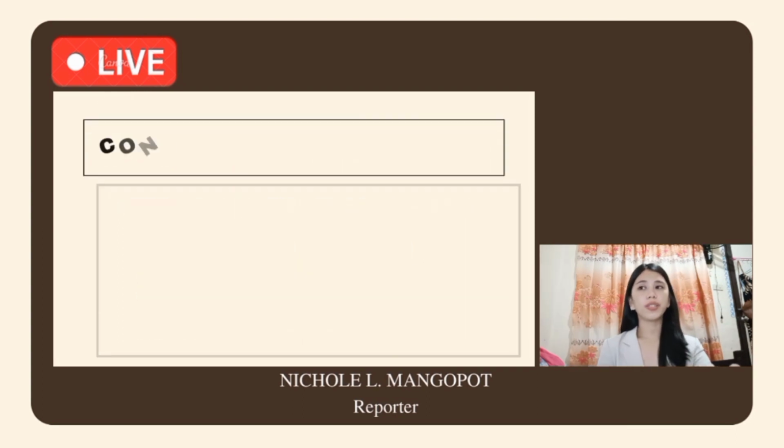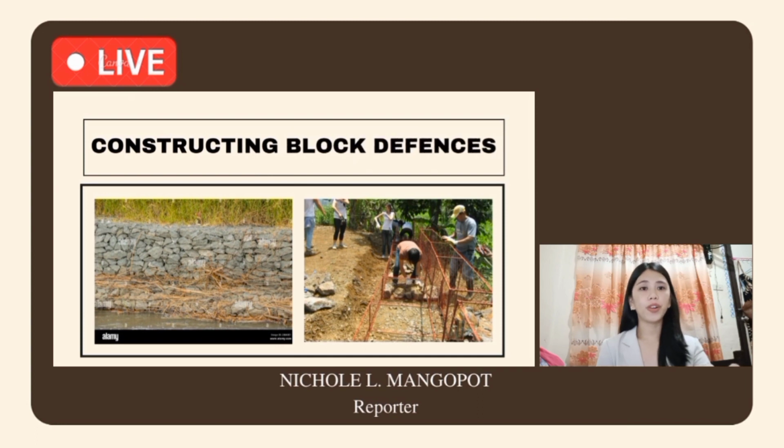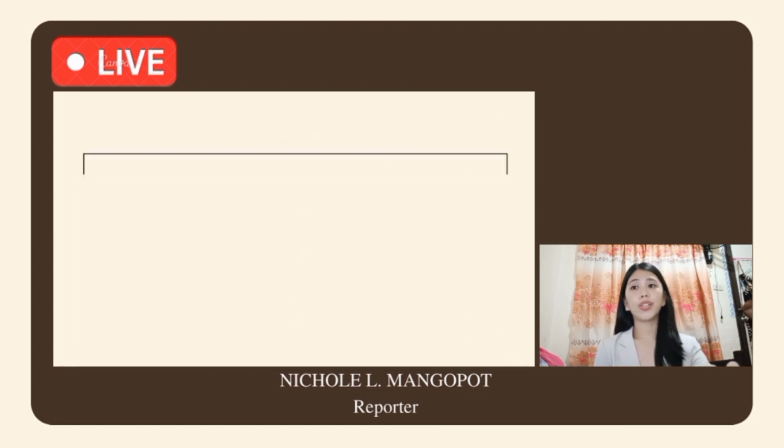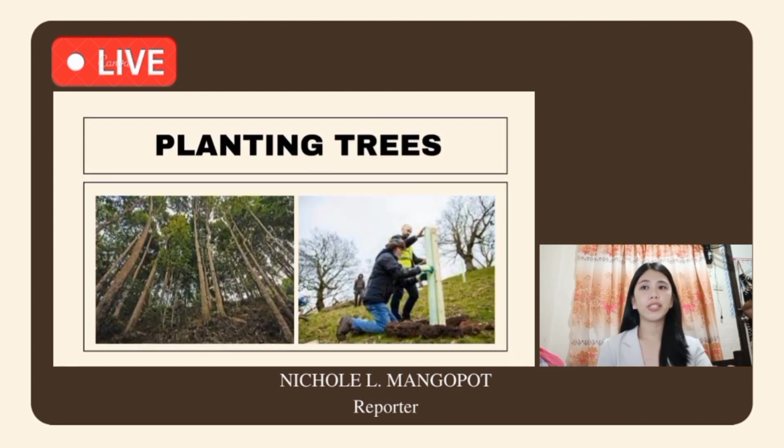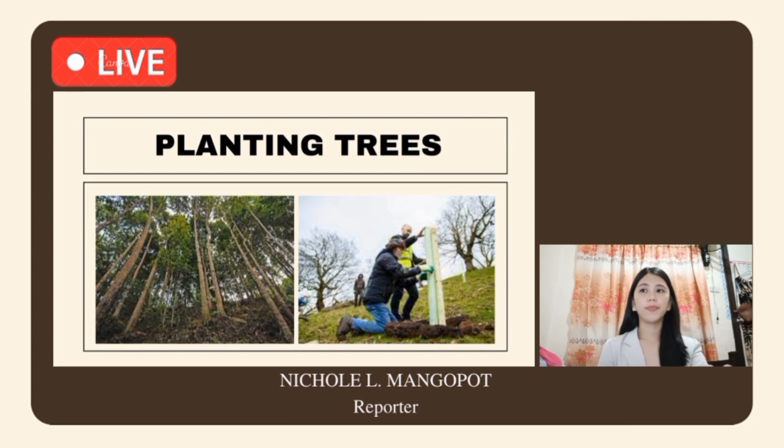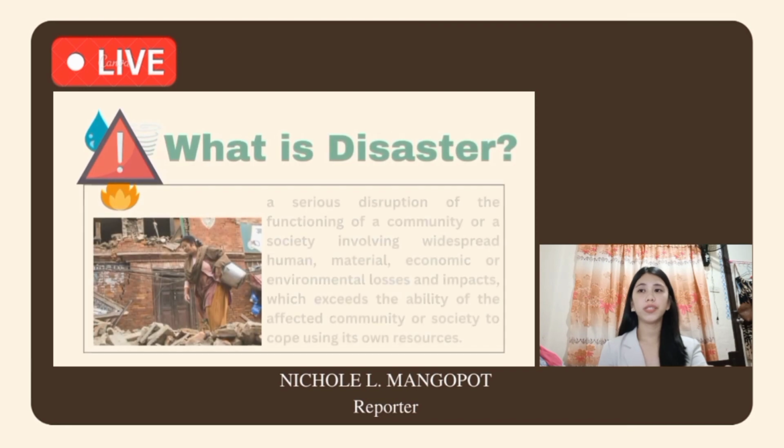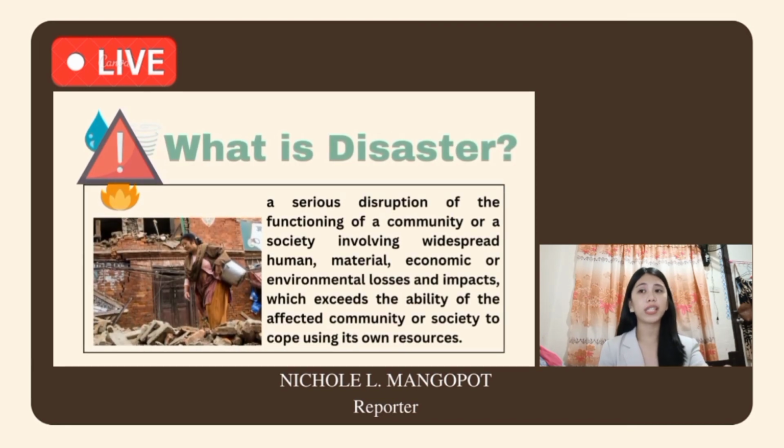As we can see here on the next slide, the people are constructing flood defenses to prevent the flood. And the next one is that planting trees is also helpful. So let's move forward to the definition of disaster.